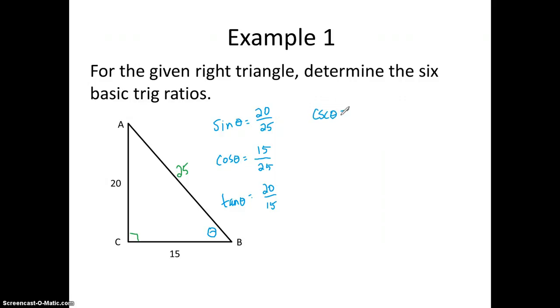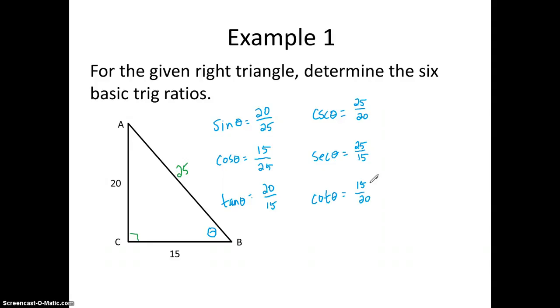Cosecant of theta is the reciprocal of sine, 25 over 20. Secant of theta is the reciprocal of cosine, 25 over 15. And cotangent of theta is the reciprocal of tangent. That's all there is to it.